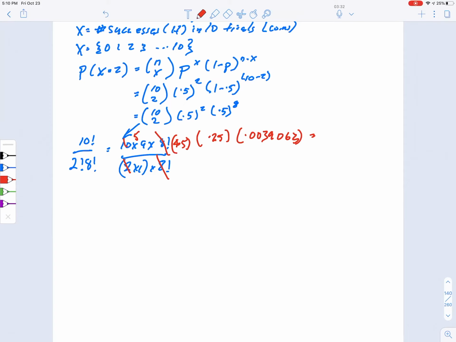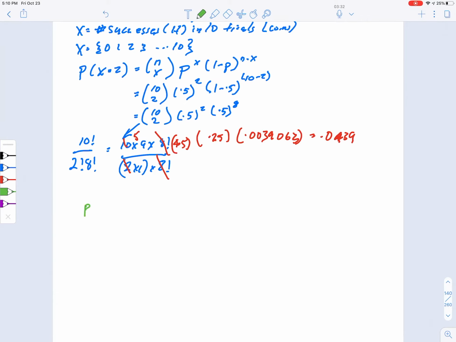And so if you multiply all of those together, then you will get 0.0439. So about a 4% chance of getting 2 heads. All right, let's try another one here.